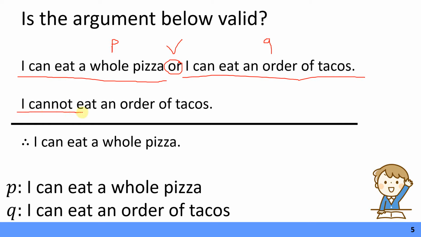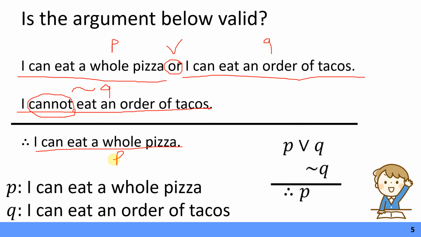I cannot eat an order of tacos. Cannot, that is shouting out, hey, I'm a negation. Eat an order of tacos, that is Q. So I cannot eat an order of tacos, that is not Q. Now let's go to the conclusion. I can eat a whole pizza, that is P. So look at that. We translated from a paragraph to a symbolic argument.